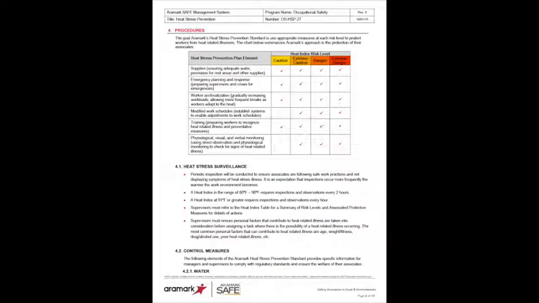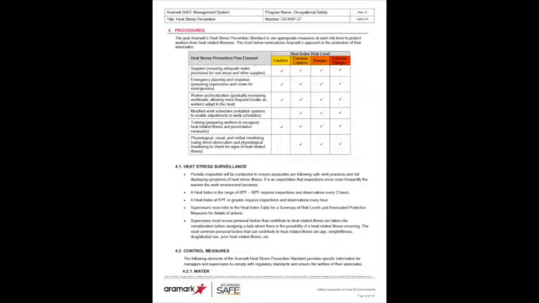Next slide. Procedures. The goal of Aramark's Heat Stress Prevention Standard is to use appropriate measures at each risk level to protect workers from heat-related illnesses. The chart below summarizes Aramark's approach to the protection of their associates.